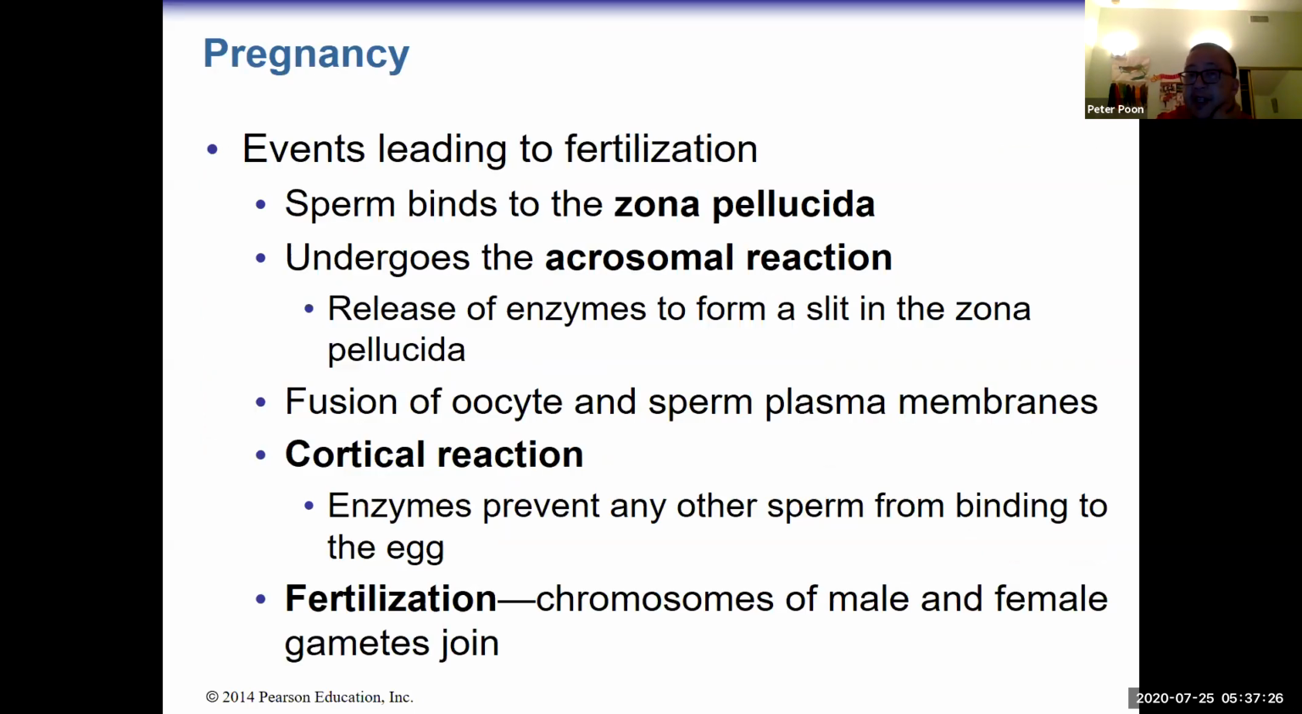So now pregnancy, the events leading to fertilization. So sperm meets egg. What has to happen is not a single sperm meets egg, it's about 10,000 sperm meet the egg. One single sperm can't fertilize an egg. That's why one of the male issues is low sperm count. If you have a low sperm count, then you don't have enough sperm to get to the egg to do its job.